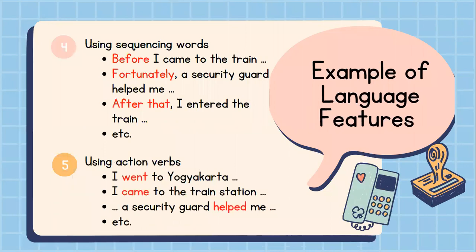The next example of language features is using sequencing words. We can find "before I came to the train", "fortunately, a security guard helped me", "after that, I entered the train", and etc. And the last example of language features is using action verbs. For example, "I went to Yogyakarta", "I came to the train station", "a security guard helped me", and etc.